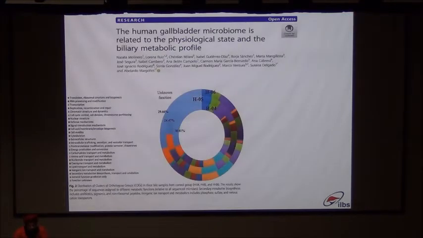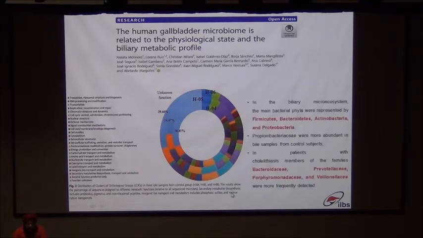There are many publications in the area of gallbladder carcinoma and microbiome. For example, this is a publication from 2019 where they screened individual bile samples, did the metagenome analysis and the COG function analysis. These are the COG functions of the bacteria that they identified. They said that in the biliary microbiome, the main bacterial phyla were Firmicutes, Bacteroidetes, Actinobacteria and Proteobacteria. And in patients with cholestasis, members of the families Bacteroidetes, Prevotellaceae and Veillonellaceae were frequently detected.